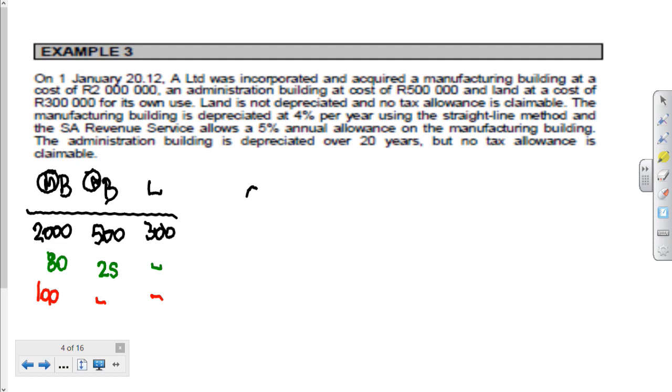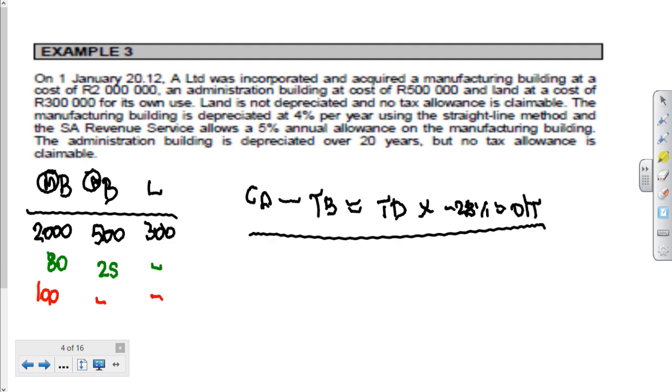And so when I do my deferred tax calc, carrying amount minus tax base equals temporary difference times minus 28% equals deferred tax. I've got 3 types of assets this time over here. I have a manufacturing building, an admin building, and land. The carrying amount of my manufacturing building is 1920. Agree? That minus that.